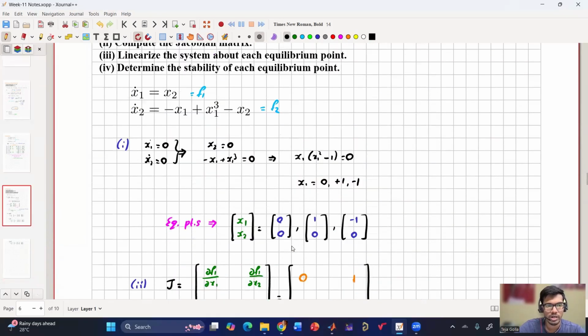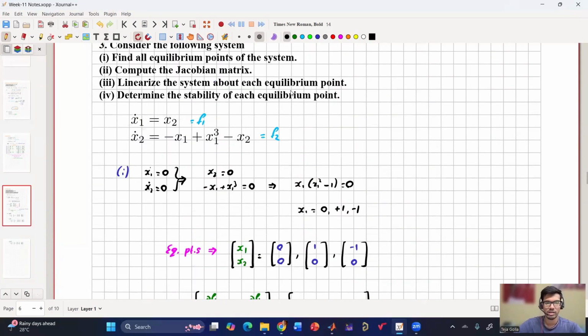So before we go into stability criteria, if you have any questions, you can ask. The meeting might end soon. Once it ends, we'll join back and check the stability of each equilibrium point, and then we'll move to the other subsequent topics. So once this meeting ends, kindly join back. In the meantime, if you have any questions, you can ask.